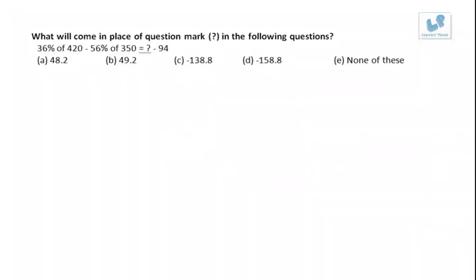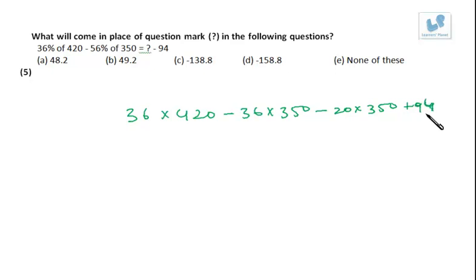Now let's solve this problem. Friends, further we have to be careful because we have none of these over here. So it's 36. I just take the percentage sign as common. So it is 36 into 420. Now I have 36 over here and 56 over here. So what I'm doing, I'm just using distributive property over here for 56 and I'm making it to 36, right? So though I'm writing two steps, but after practice, one step will be enough, right? So it's minus 36 into 350 and minus 20 into 350 because 36 and 20 is 56 and then plus 94. That is the thing that we have to calculate, right?